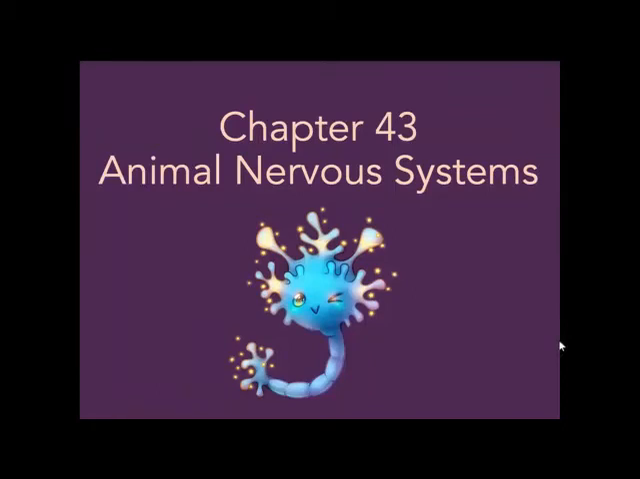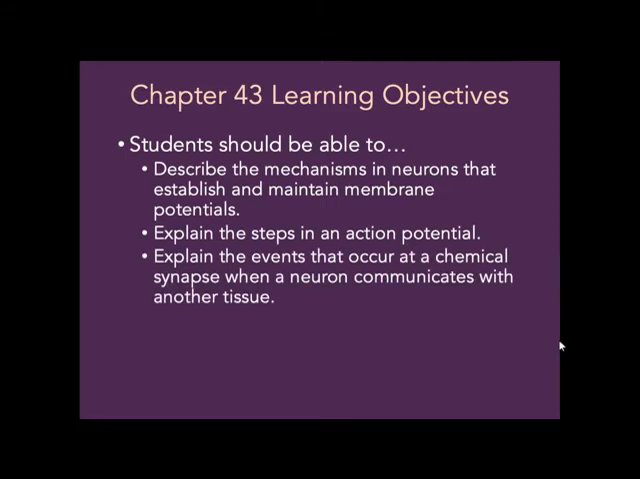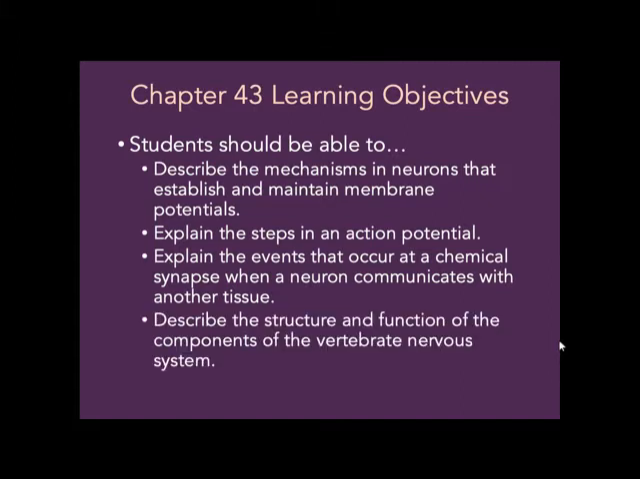Welcome to Chapter 43, Animal Nervous Systems. By the end of this chapter, you should be able to describe the mechanisms in neurons that establish and maintain membrane potentials. You should be able to explain the steps in an action potential. You should be able to explain the events that occur at a chemical synapse when a neuron communicates with another tissue. And you should be able to describe the structure and function of the components of the vertebrate nervous system.